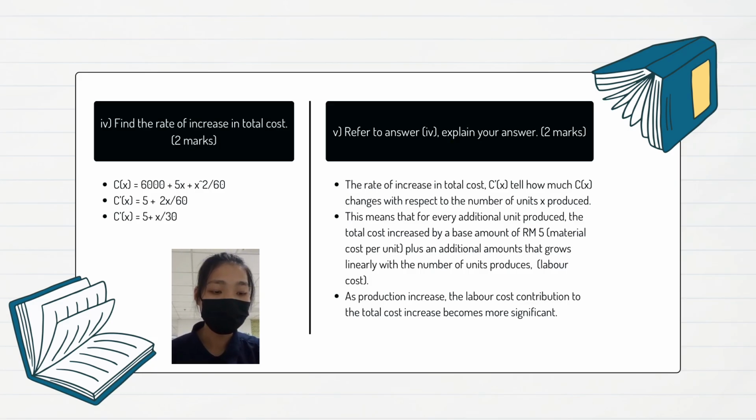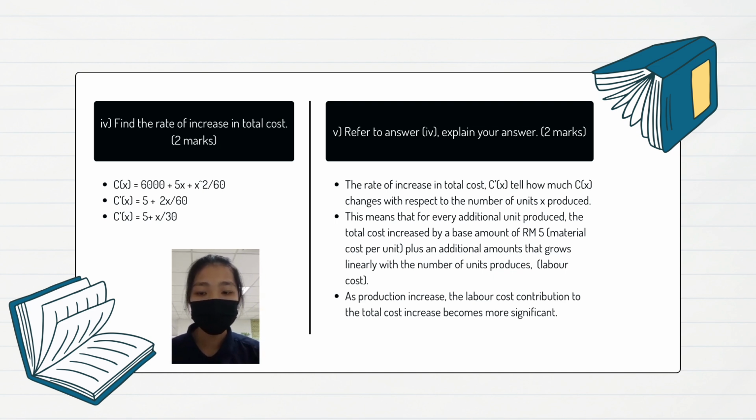Find the rate of increase in total cost. We can find that C(x) equal to 6,000 plus 5x plus x squared over 60. Then we differentiate with respect to x, we get 5 plus 2x over 60. Then we can get the answer, which is 5 plus x over 30. So question 5 refers to answer 4, expand your answer.